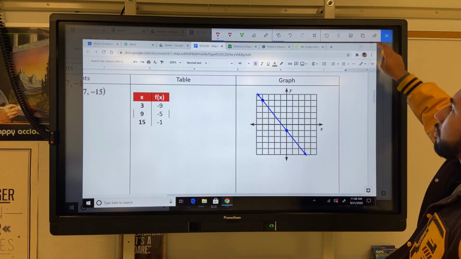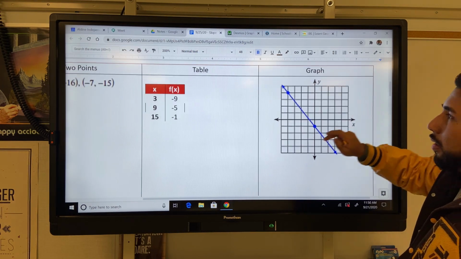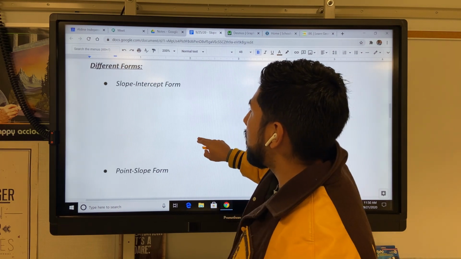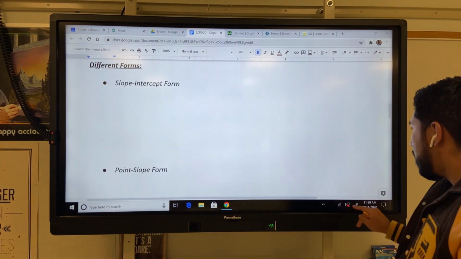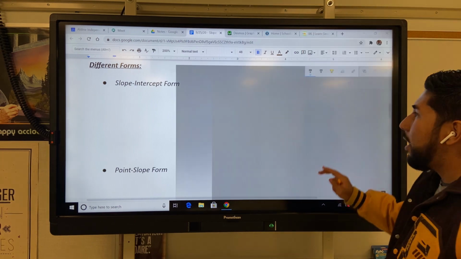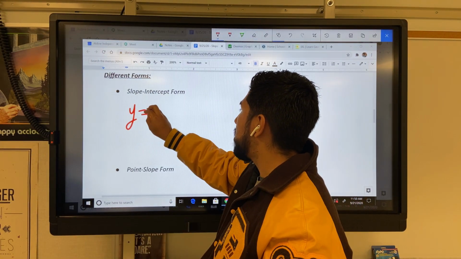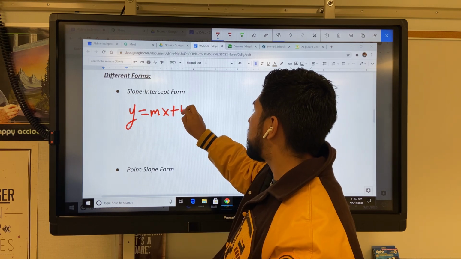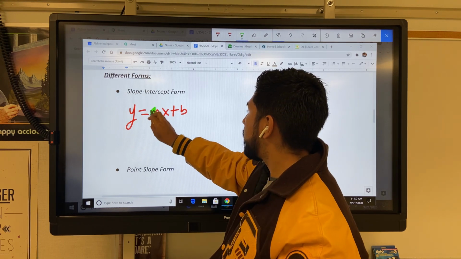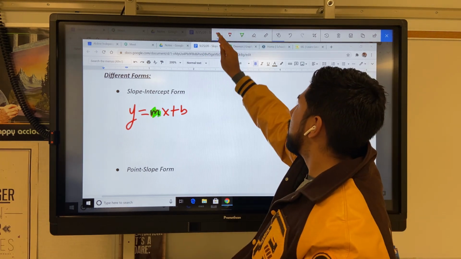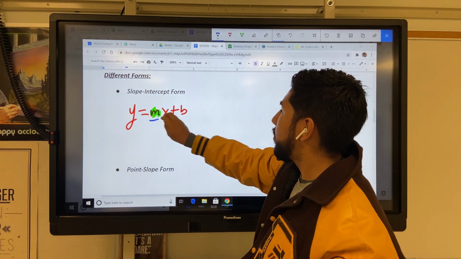All right, almost done. Different forms. Remember, it is easy to find out the slope from these two forms. Y equals mx plus b. We're just looking for my m, which is what's in front of my x.